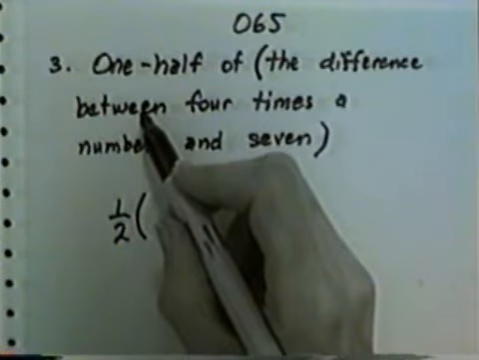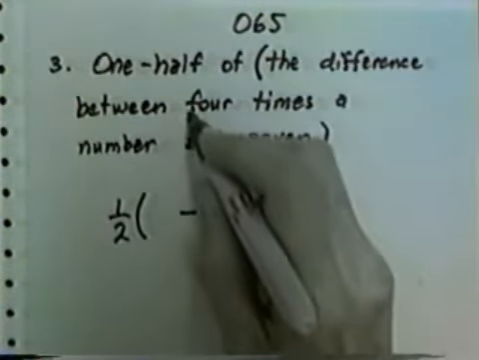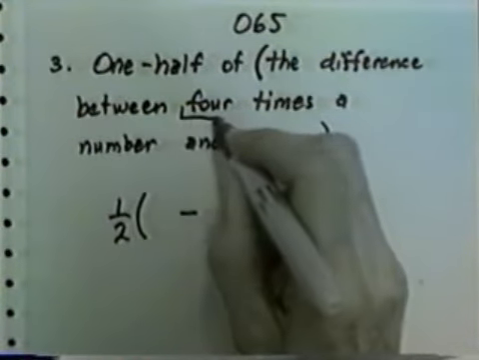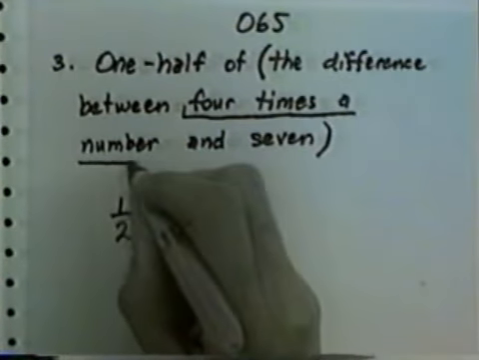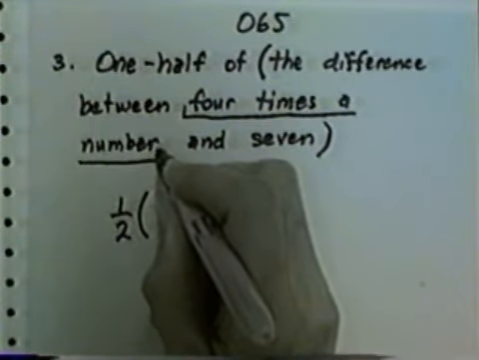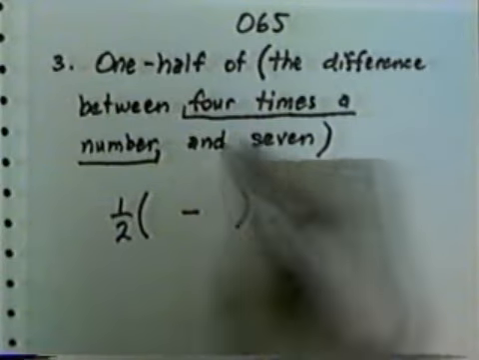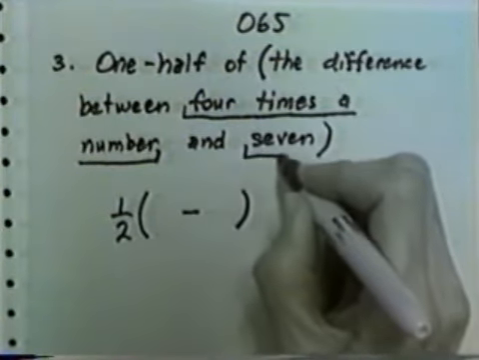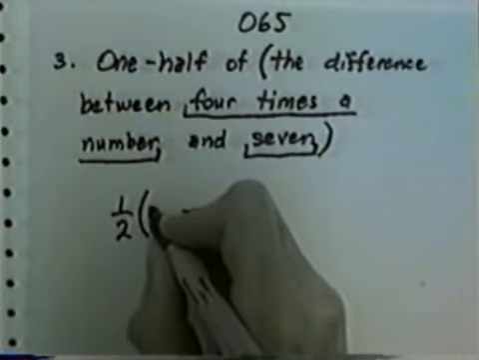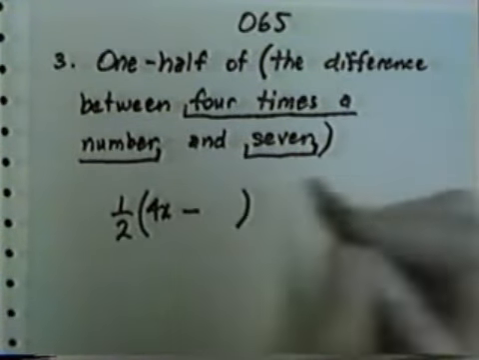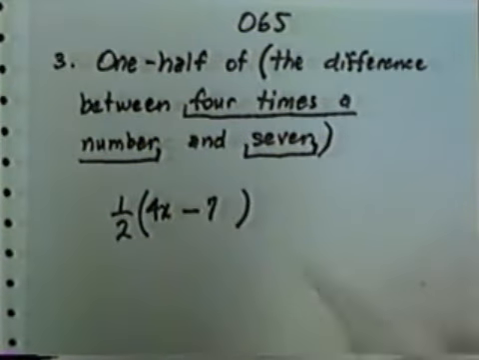The difference between two things. One of them is 4 times a number. We get to the word and that connects to the second thing, which is 7. 4 times a number is written 4x. 7, the second number, follows the subtraction sign. And so we get 1/2 times the expression 4x subtract 7.